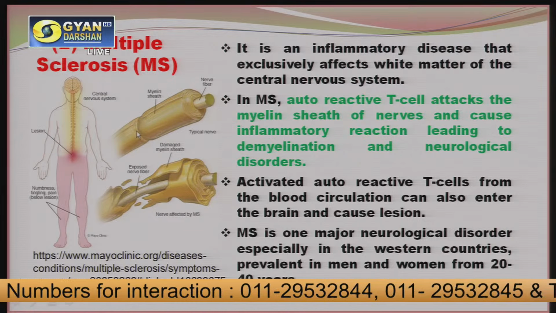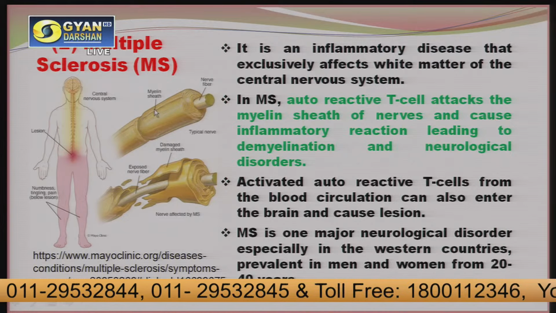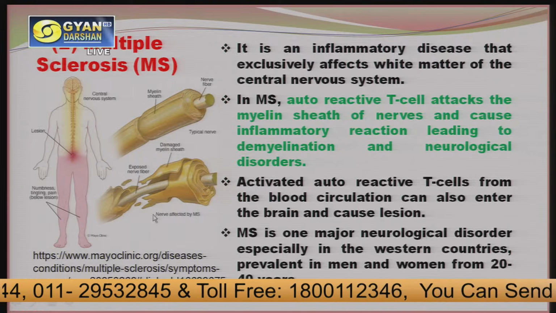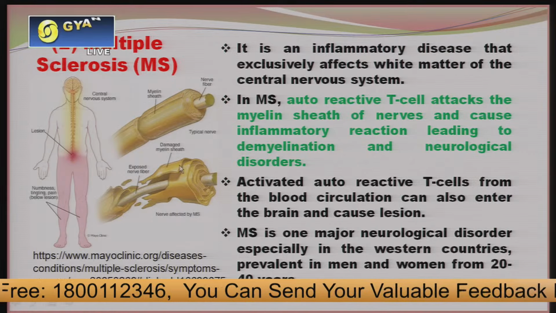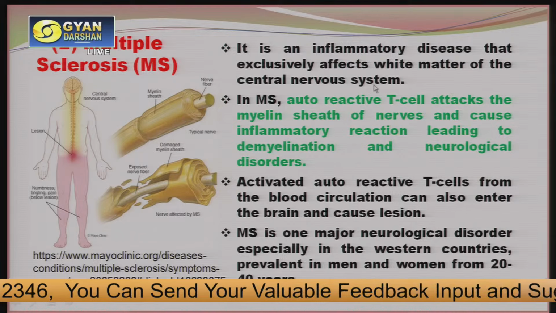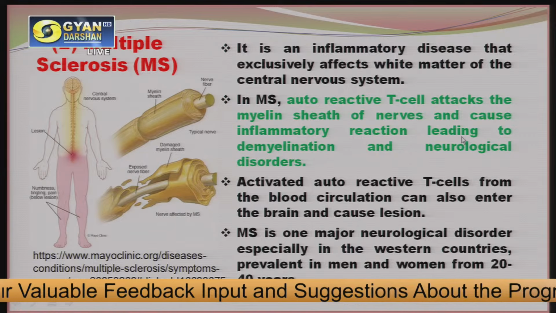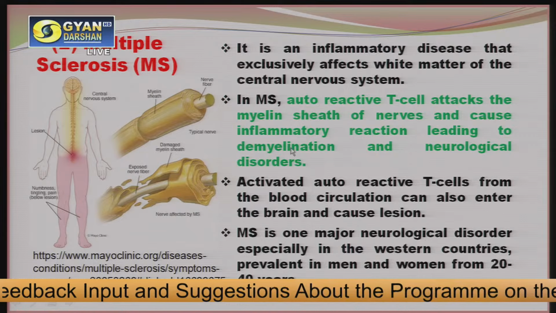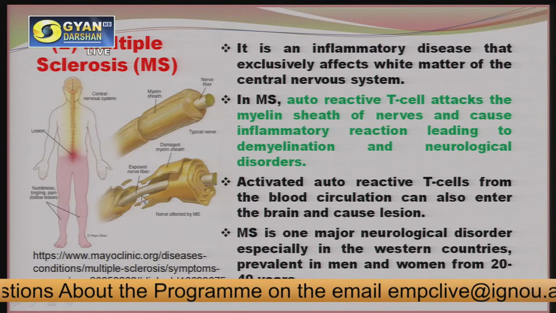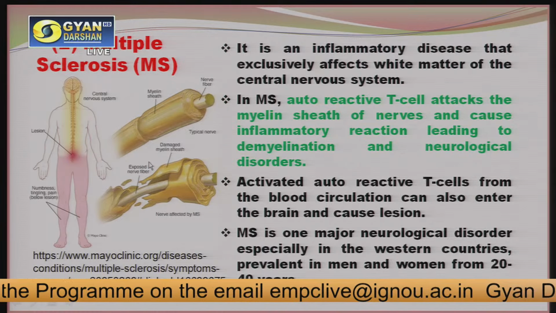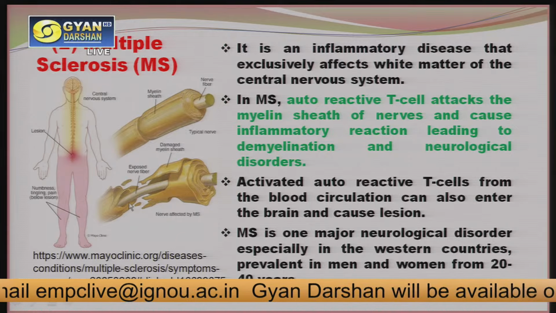Here are the nerve cells, and on the surface of the nerve cells is the myelin sheath. The autoreactive T cells react with it, along with autoantibodies, leading to demyelination and neurological disorder. So you can see here the nerve cells, and the myelin sheath becomes deformed.